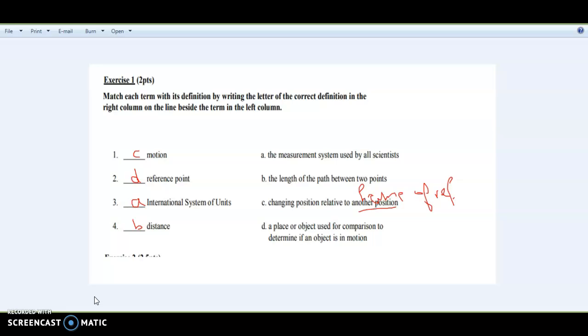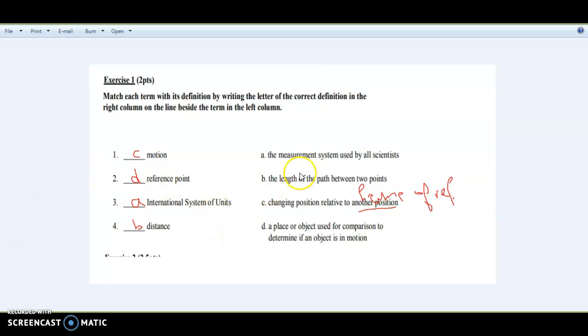So motion is C, changing position relative to another position. We consider an object to be in motion if it changes its position with respect to a specified frame of reference. Reference point or reference object is a place or object used for comparison to determine if an object is in motion or not.